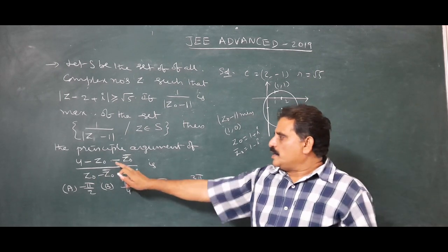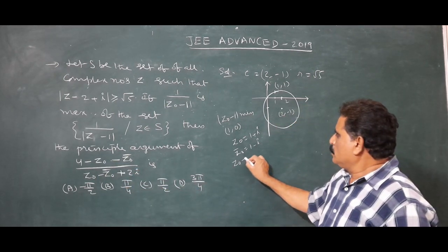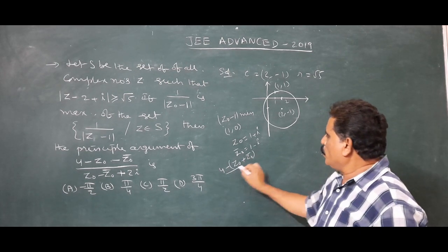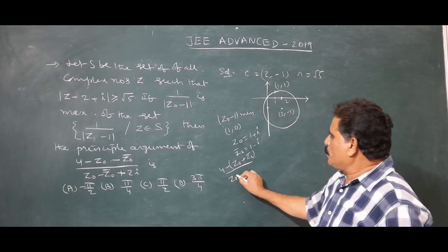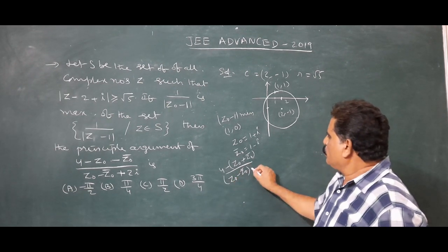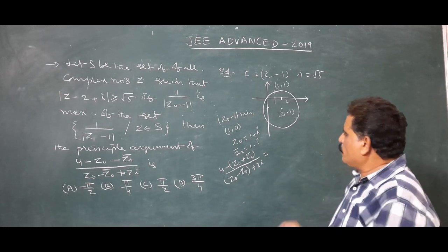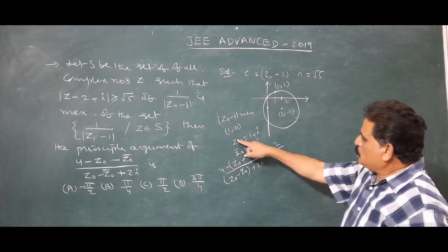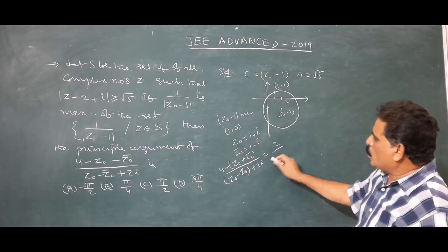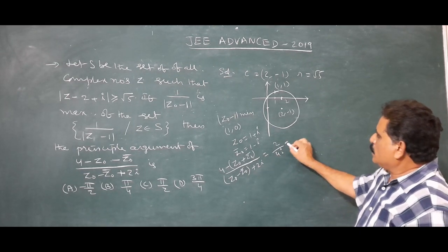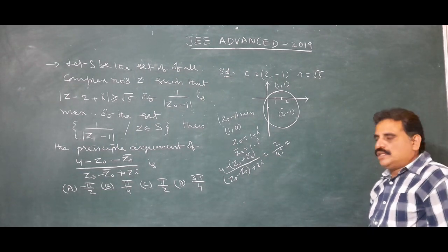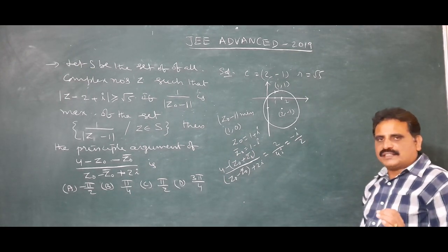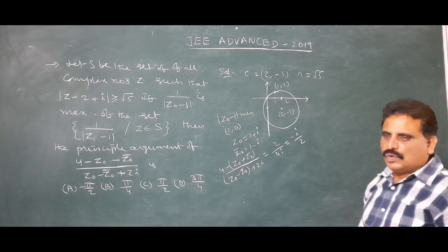Now let us verify. (4 minus of (Z0 plus Z0 bar)) divided by (Z0 minus Z0 bar plus 2i). Simplify this. Z0 plus Z0 bar is 2. 4 minus 2 is 2 by Z0 minus Z0 bar, that is 2i. 2i plus 2i, 4i. That is nothing but 1 by 2i. 1 by 2i is minus i by 2. That is nothing but 0 comma minus 1 by 2.